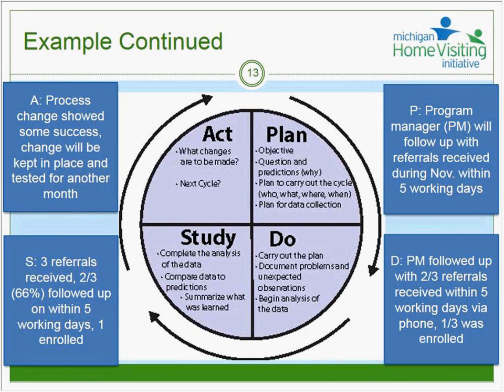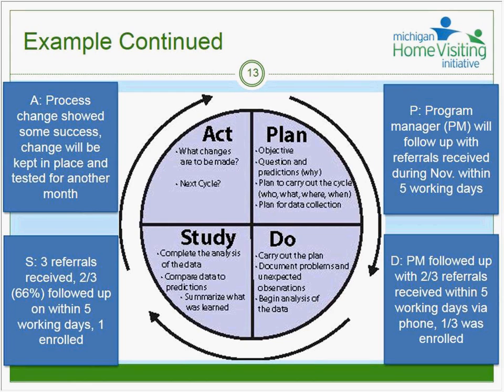So let's look a little bit deeper into this particular example. So they set themselves up very likely at learning session 1. They then went into their action period where they took their work back home and they're ready to get things started. So here you see that plan, do, study, act cycle with this particular team's notable notes of each cycle. So you can see that within the plan period, they came up a little bit deeper with what it is that they want to test out and what they want to answer. So they decided that the program manager would follow up with referrals received during November within 5 working days. They thought that that might get them a little bit closer to seeing an improvement, and that's what they wanted to test out. During the do stage, the program manager followed up with 2/3 of the referrals received within 5 working days by phone, and of that, 1/3 of the referrals received were enrolled.